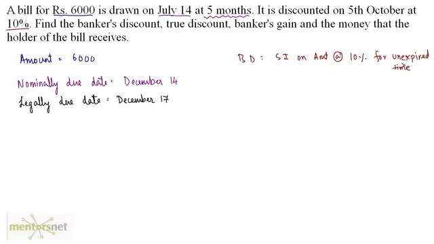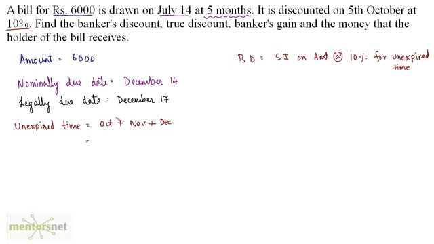Now, how do you calculate this unexpired time? So the unexpired time will be the time from the date at which the bill was discounted till the legally due date, right? So we will have to calculate how many years the time from 5th October till December 17th constitutes, right? So the unexpired time will be the number of days in October plus the number of days in November plus the number of days in December, right?